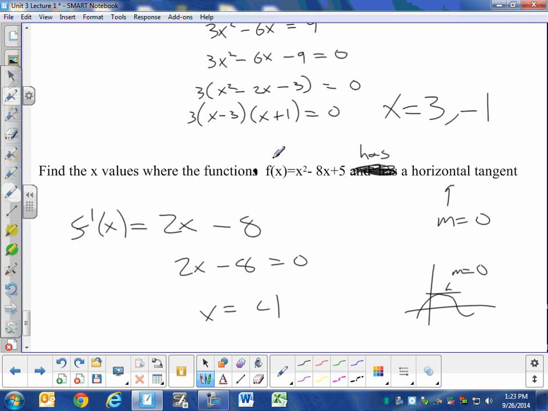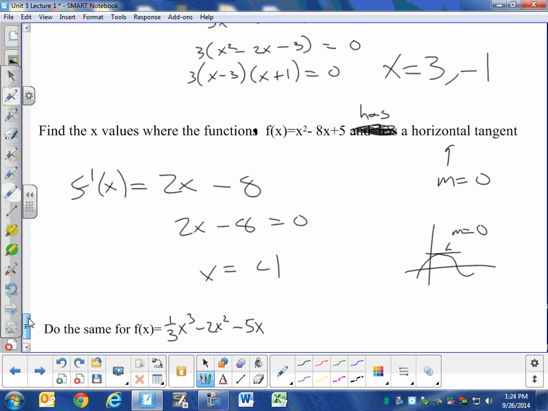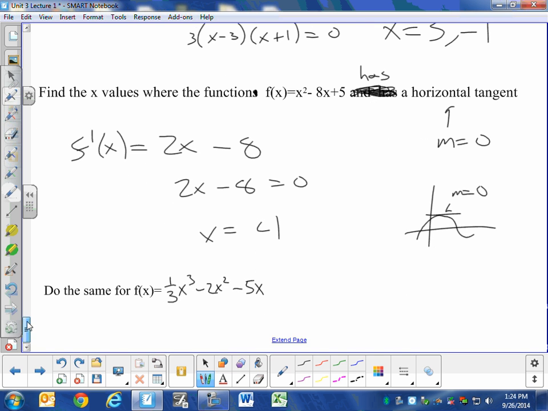When x is 4, we'll have a horizontal tangent. What we'll discover in the future is that will be the location of a critical value, like a maximum or a minimum or stuff like that. Same thing goes for here.